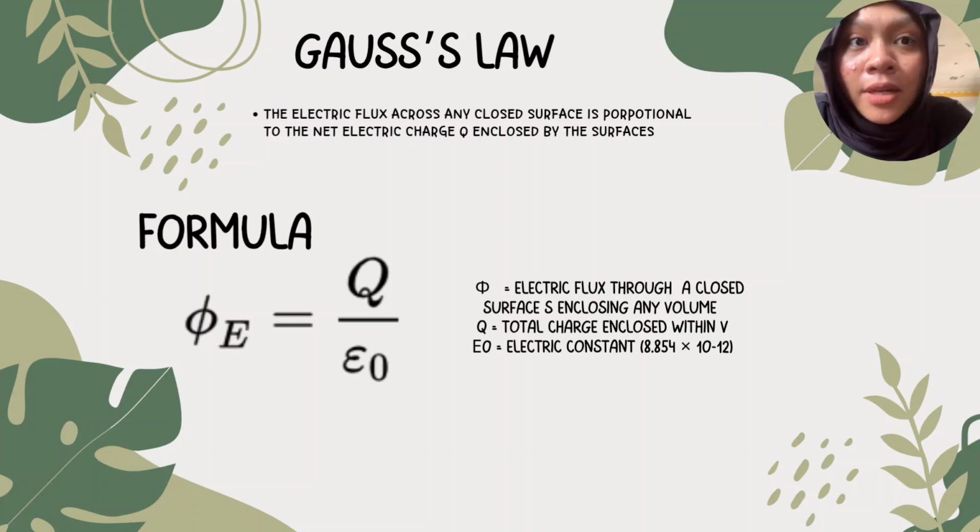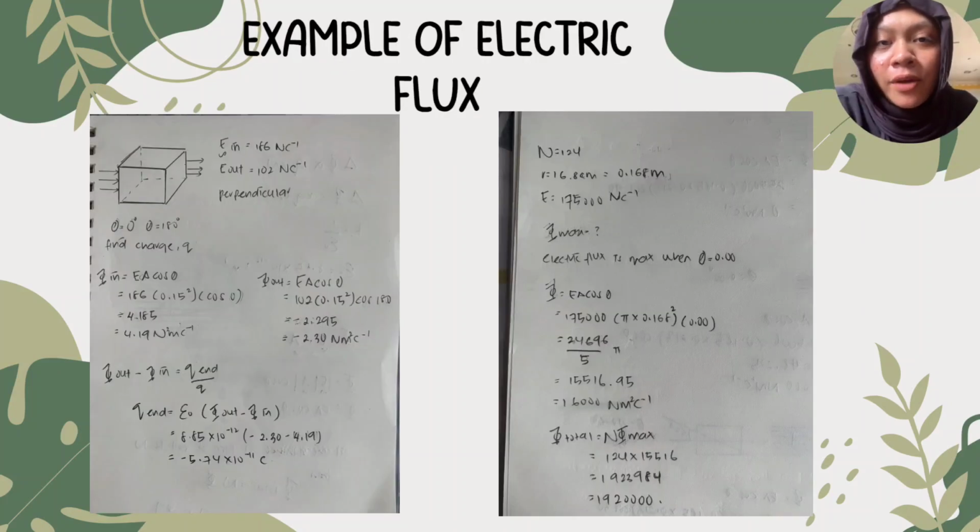Gauss' law says the electric flux across any closed surface is proportional to the net electric charge enclosed by the surface. Here is the formula for electric flux through a closed surface, where Q is the total charge enclosed within the surface and epsilon naught is the electric constant, which is 8.854 times 10 to the power of negative 12. So here you can see we have two examples for Gauss' law and electric flux, in this slide.